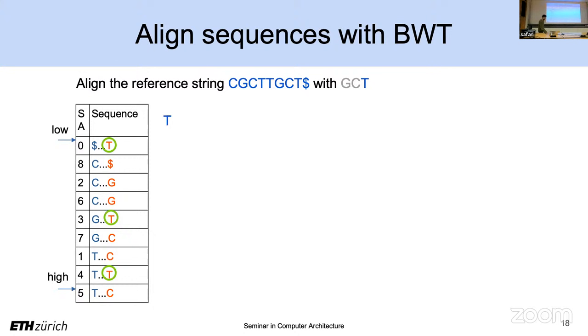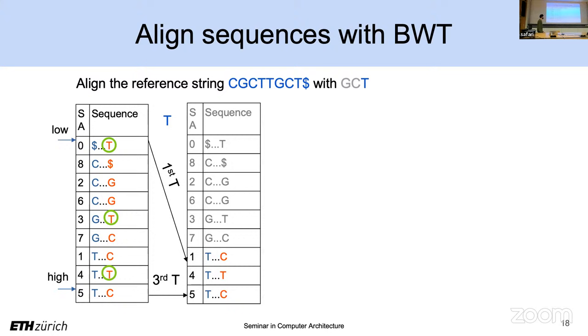And now we can index these T's in the first column, in the blue one, because we know at position low, we saw only one T. And at position high, we saw all the three T's. So we can index the first to the third T in the first column also because of the first-last property. That's what we saw before. That's this, right? So then we can continue with the C.